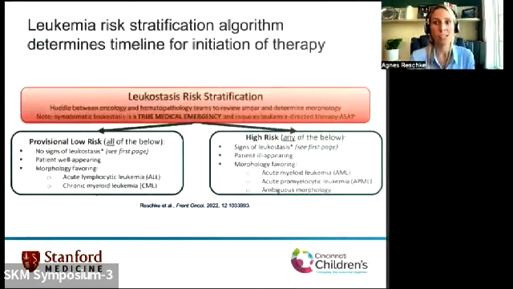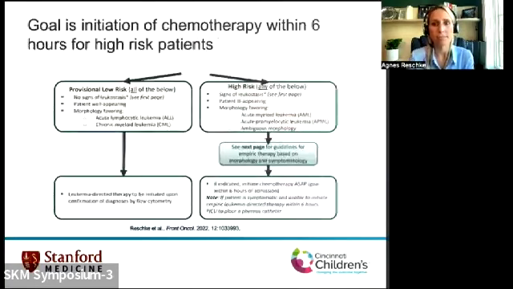Next is the leukostasis risk stratification algorithm, which is my personal favorite part of the pathway. We divide patients into low risk and high risk. A patient is considered to be low risk if they meet all of the following criteria: if they have no evidence of leukostasis, if they're well appearing, and if morphology favors ALL or CML. On the other hand, a patient is deemed to be high risk if they have any of the following: if they have evidence of leukostasis, if they are ill appearing, or if morphology favors AML, APML, or is ambiguous.